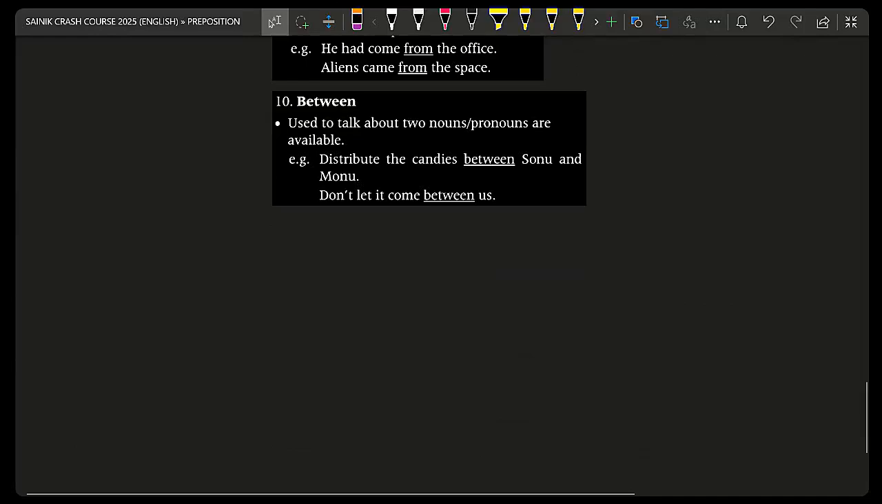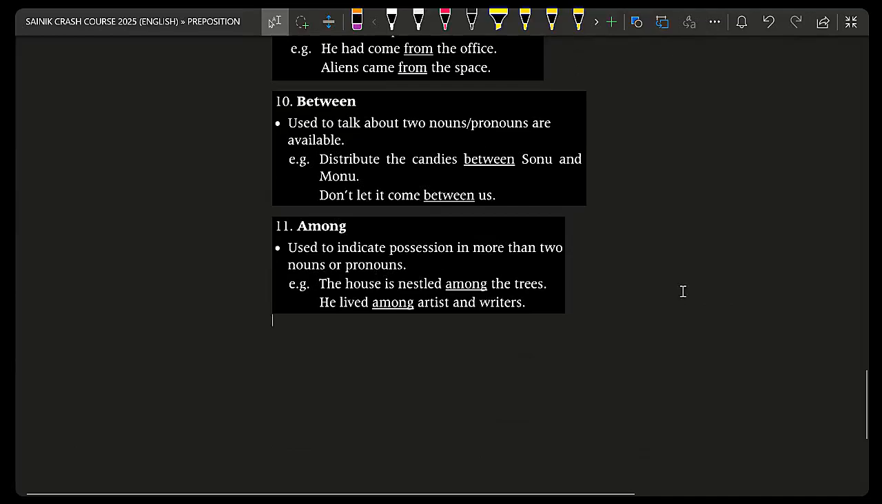And next, among. As I told you, between is used for comparison between two things. For more than two things or persons, we have to use among. So among is used to indicate position among more than two nouns or pronouns. For example, there is a certain amount of money you want to share among more than two people, like three people. You have to use the word among, the preposition. The house is nestled among the trees. So that means the number of trees is more than two, so they are using among. He lived among artists and writers, so the number of people is more than two there.